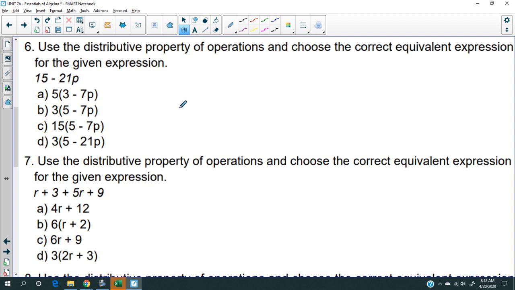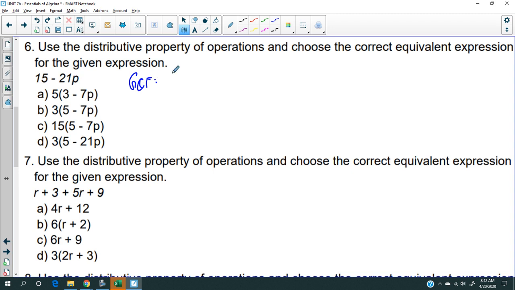Okay, all right, and we're back. So let's see. We have to factor this out, right? Which one of these looks like that? So I'll do it the way we did it in class today. And if you want to, you can just distribute each of these choices and see which one matches this.